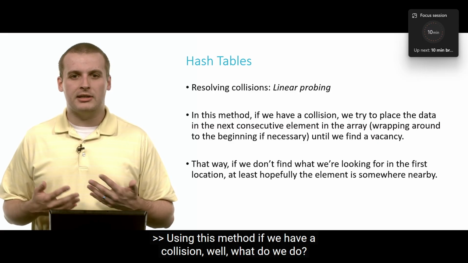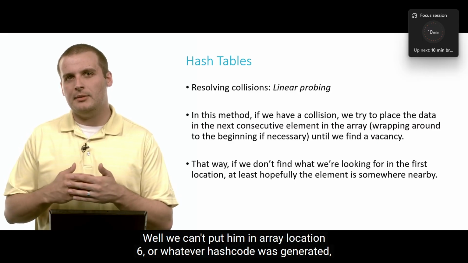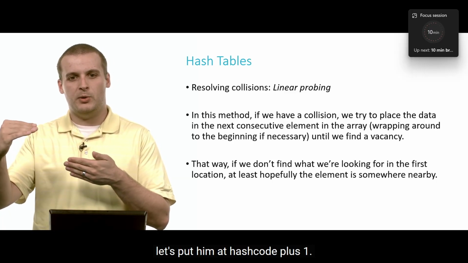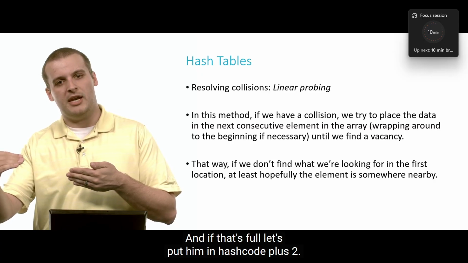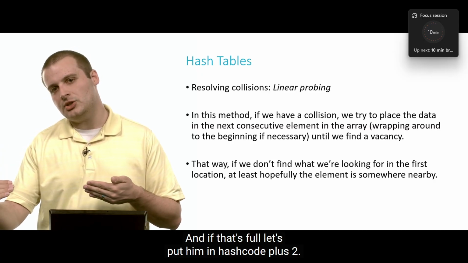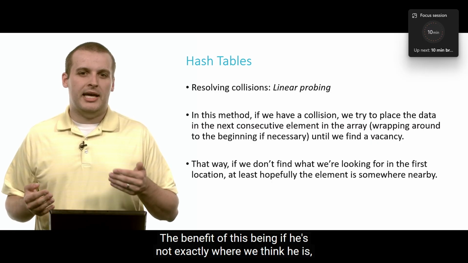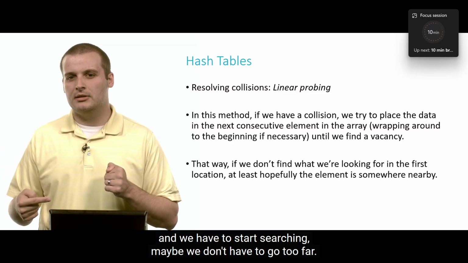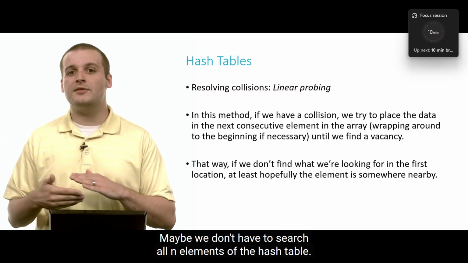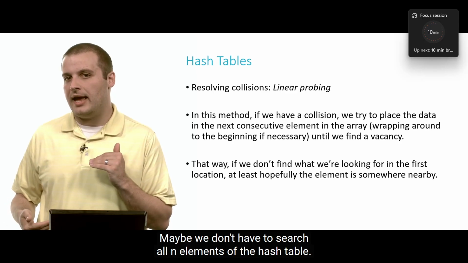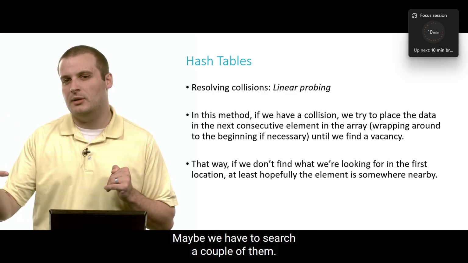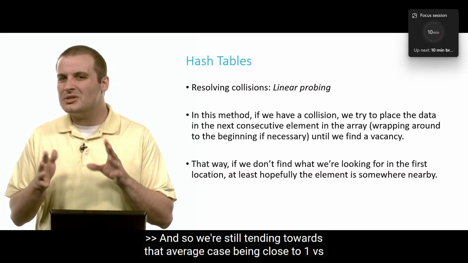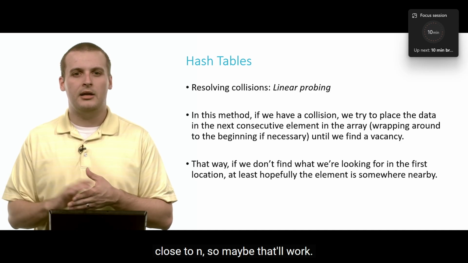Using this method, if we have a collision, well, what do? Well, if we can't put him in array location 6 or whatever hash code was generated, let's put him at hash code +1. And if that's full, let's put him in hash code +2. The benefit of this being, if he's not exactly where we think he is, and we have to start searching, maybe we don't have to go too far. Maybe we don't have to search all n elements of the hash table. Maybe we only have to search a couple of them. And so we're still tending towards that average case being close to 1 versus close to n.